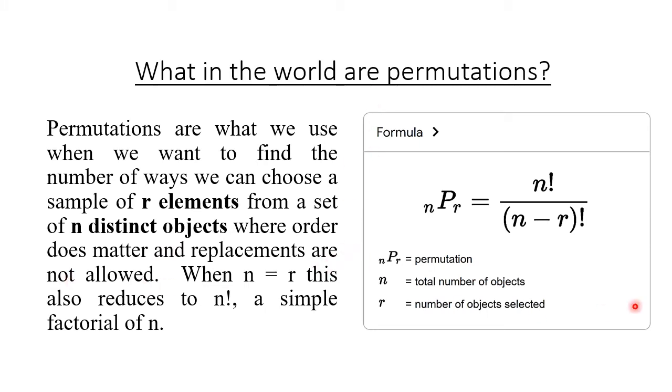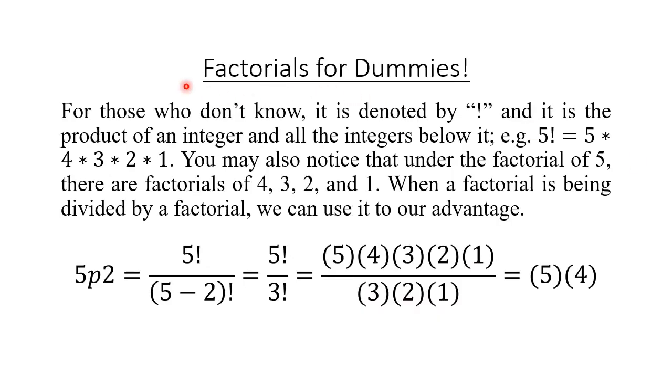Take note here on the right side of the permutation formula. nPr is equivalent to n factorial over n minus r factorial. Also take note that when n is equivalent to r, this also reduces to n factorial, a simple factorial of n. Now, you asked me, what are factorials?